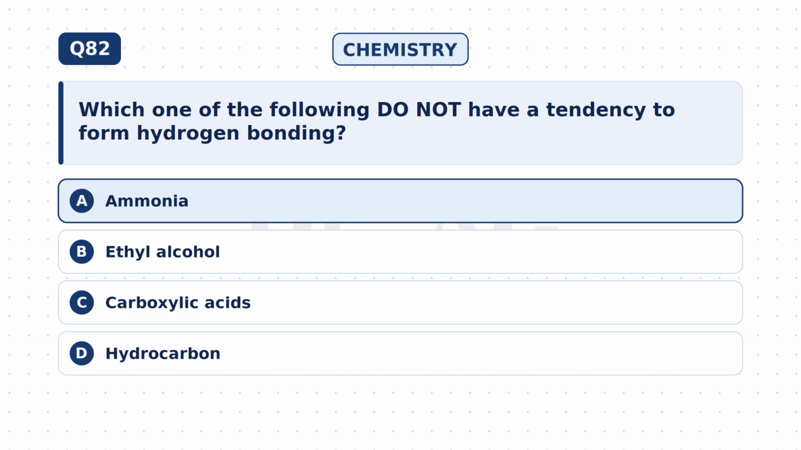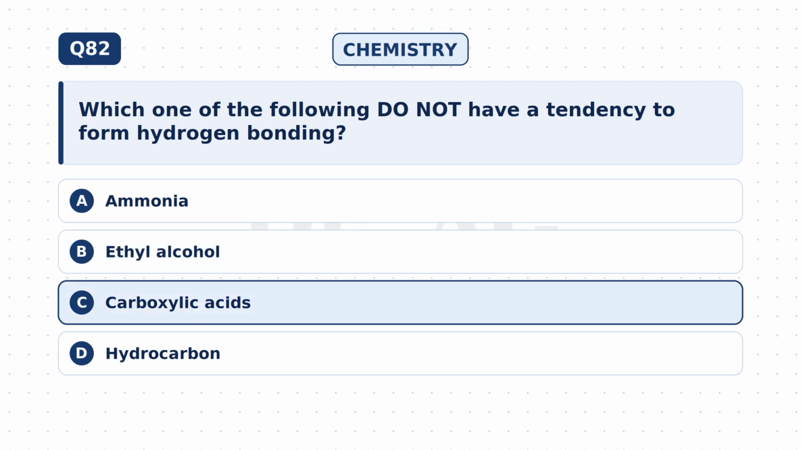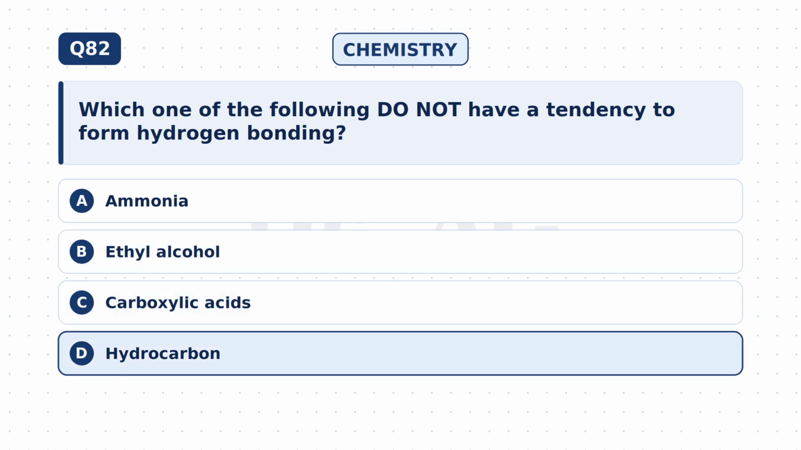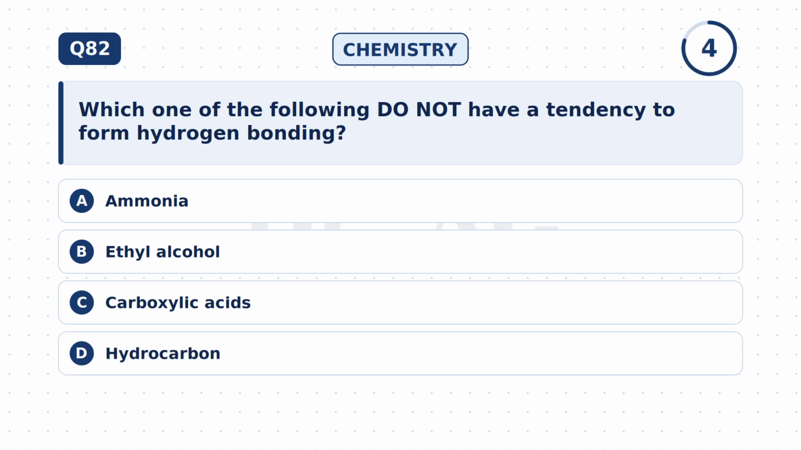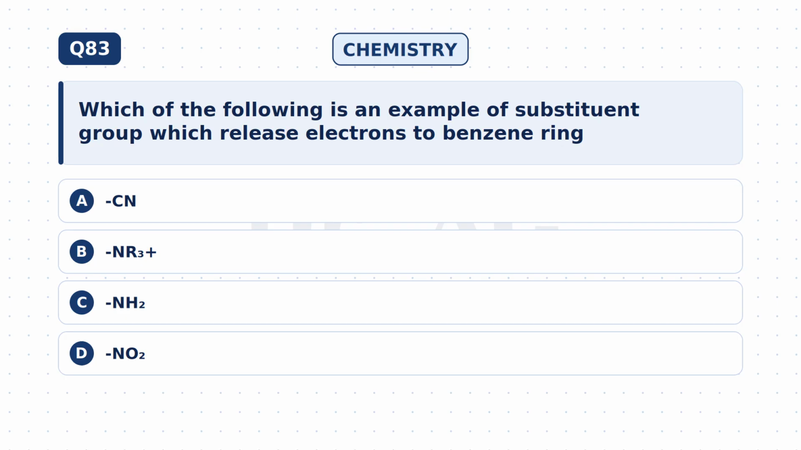Option A, ammonia. Option B, ethyl alcohol. Option C, carboxylic acids. Option D, hydrocarbon. The correct answer is D, hydrocarbon. Question 83. Which of the following is an example of substituent group which release electrons to benzene ring?